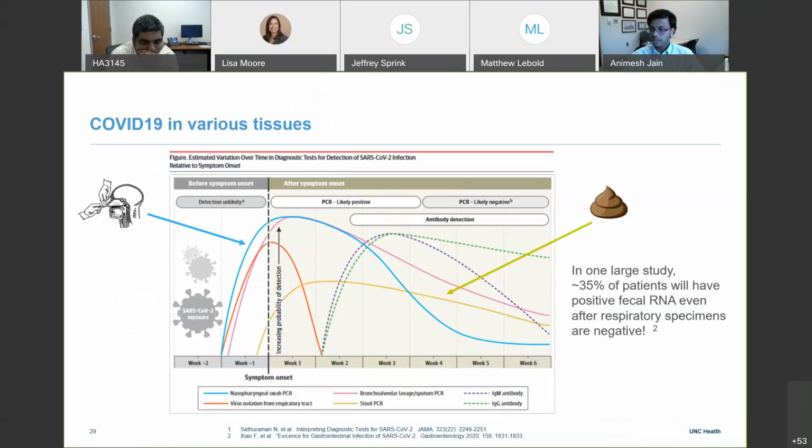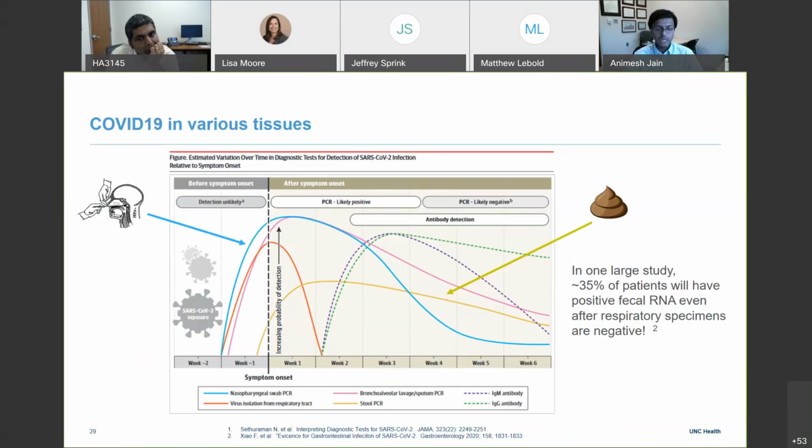Here is an interesting kind of graph. Again, this is not exact numbers, but this shows you a schematic. This was from a JAMA article a couple of months ago about the different methods by which we could measure COVID-19. The blue line shows our typical pharyngeal swab that we're doing in practice these days. And you can see the pharyngeal swab will tend to become positive within a week before symptom onset, and will stay positive for up to a couple weeks after symptom onset, but then will gradually wane and become negative.